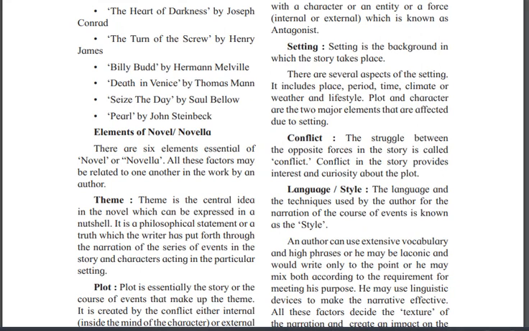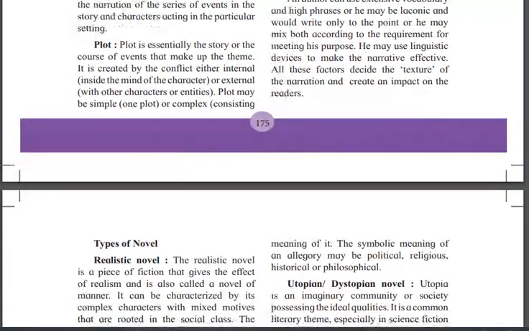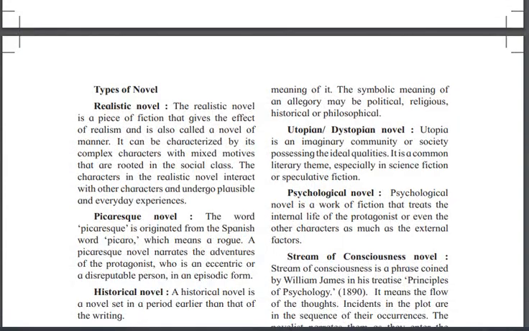Yes, the elements of the novel have been completed. Elements of a novel are like those of a short story, so they have certain elements. So I have done the elements. Now we will start with the types of novel, right?